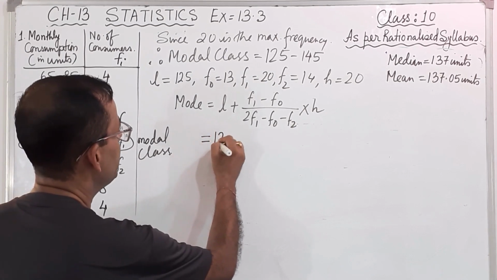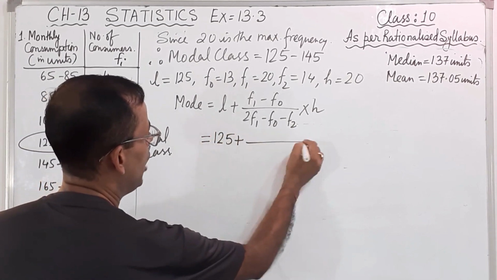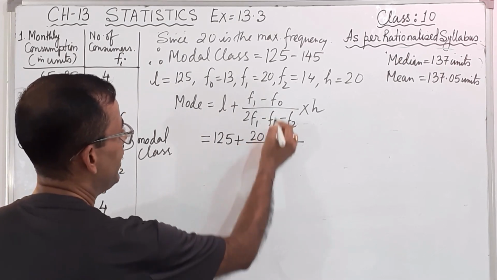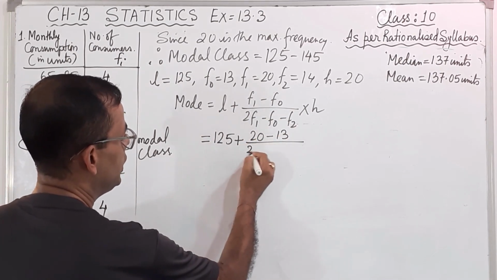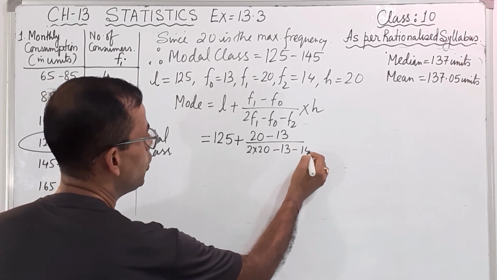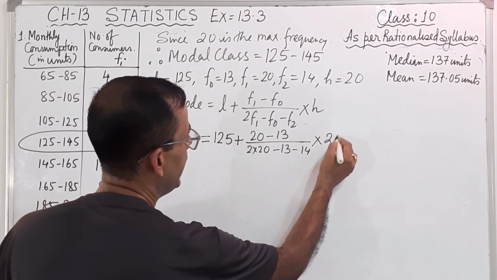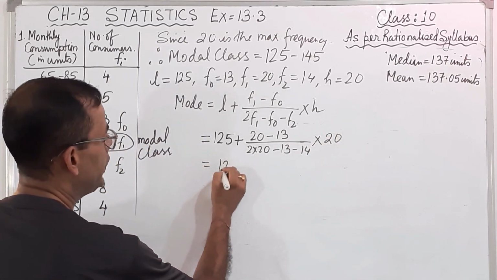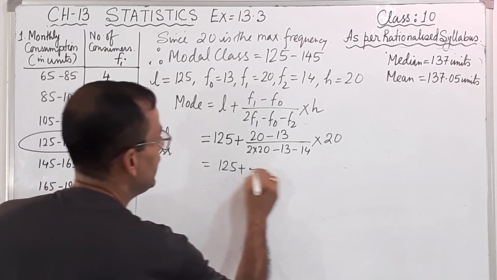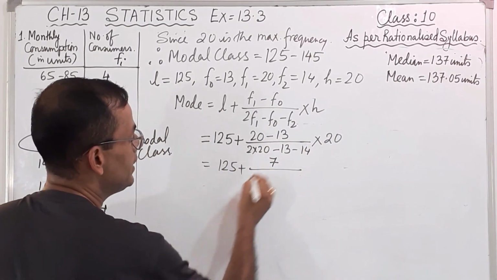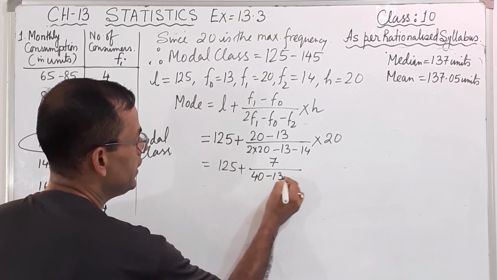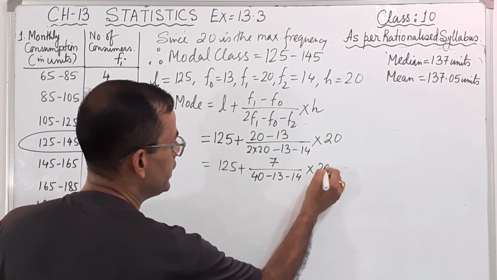So 125 plus, now I will draw the line. Now F1 is how much? 20 minus F0, how much? 13. Then 2 into 20 minus 13 minus 14, and into h, which is 20. Now this 125, we will never touch, will not disturb. Now 20 minus 13 is 7, and 2 into 20 is 40, minus 13 minus 14, into 20.